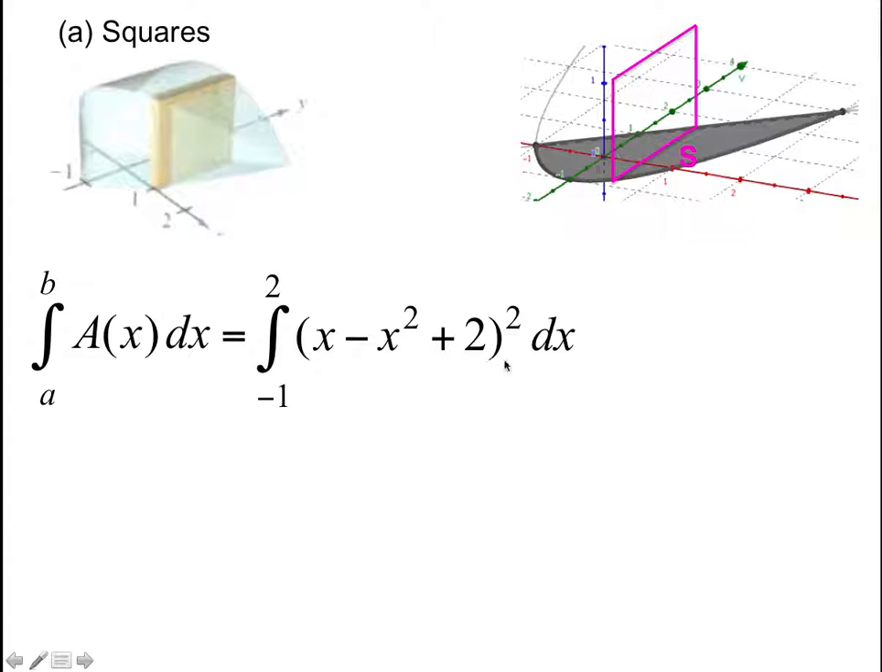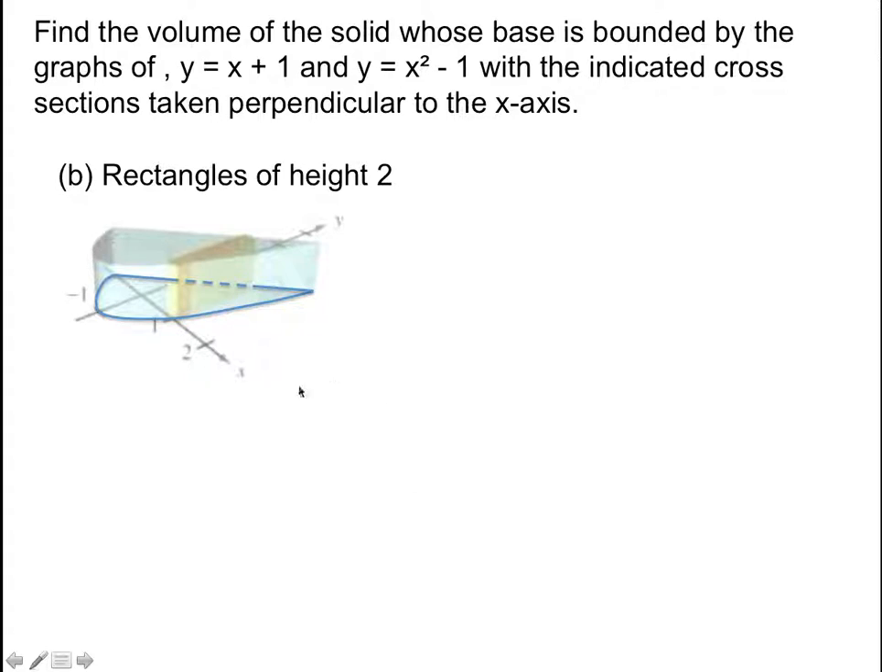Here's the side squared, so that's my area function dx. And we're not going to FOIL this out. We're going to fnInt this, and when you fnInt this, you get 8.1 for the volume of that known cross section. Let's try the same functions. So we're at the same shaded region, but let's try rectangles of height 2 now.